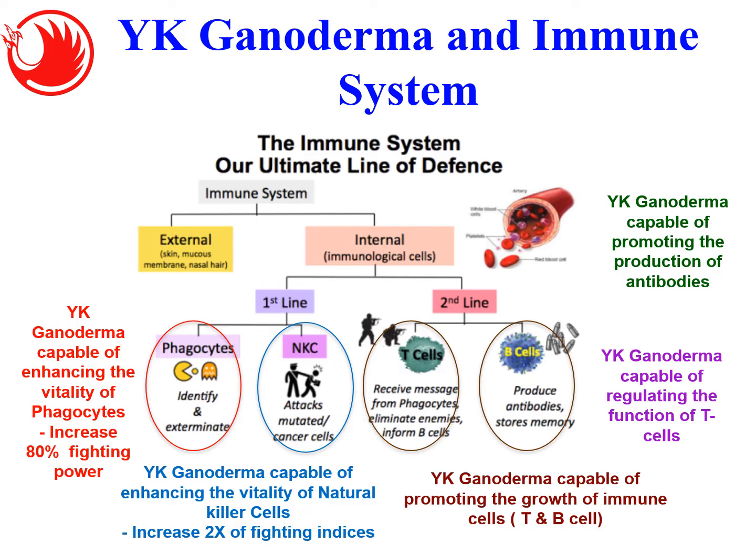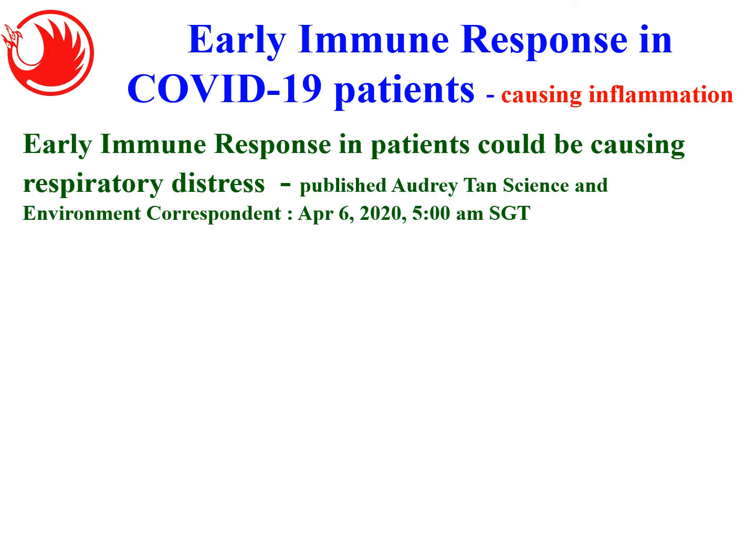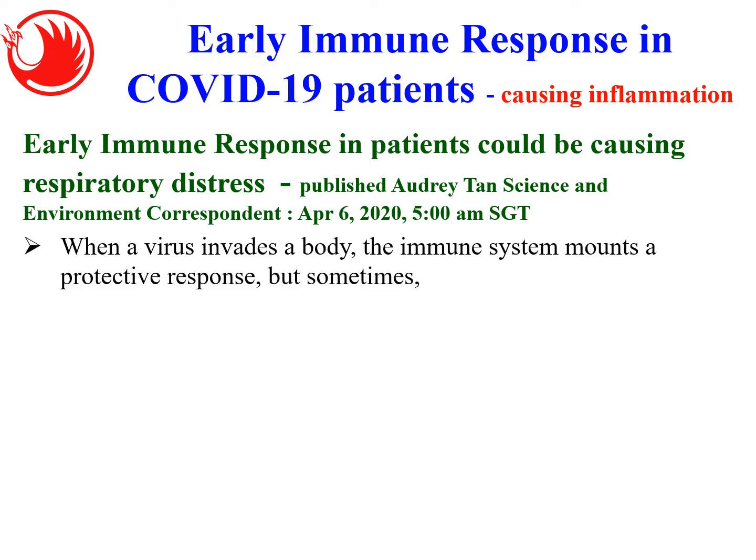Okay, let me move on to COVID-19. Why I said regulating features is important. This is one of the studies done on the early immune responses in COVID-19 patients. I think I shared this information with you all earlier. So they say, actually, in these COVID-19 patients, they always have this respiratory stress. The respiratory stress means that it's actually where your lung is being affected.